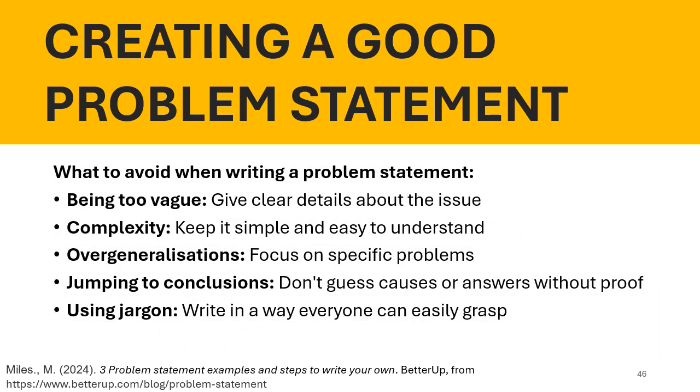On the flip side, here are the things to avoid when writing a problem statement. Being too vague. We want to have clear details about the issue. Being too complex. We want to try and keep it simple and easy to understand. Avoid overgeneralizations. We need to be really tight around defining the problem.